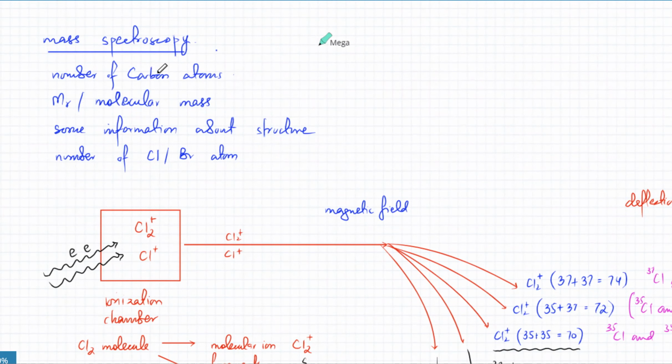What that gives you is information about the number of carbon atoms. It tells you the Mr of the molecule, and it tells you some information about the structure and the number of Cl and Br atoms.